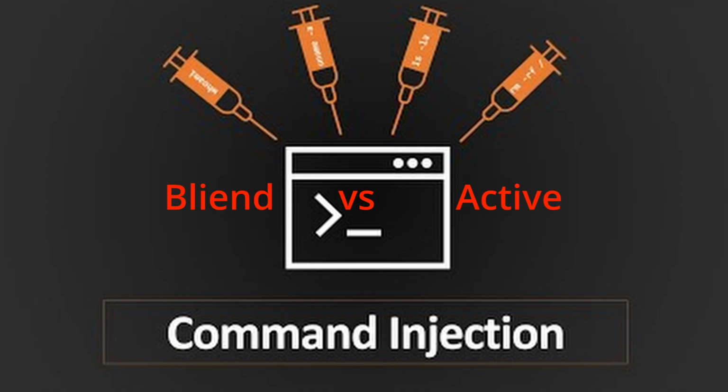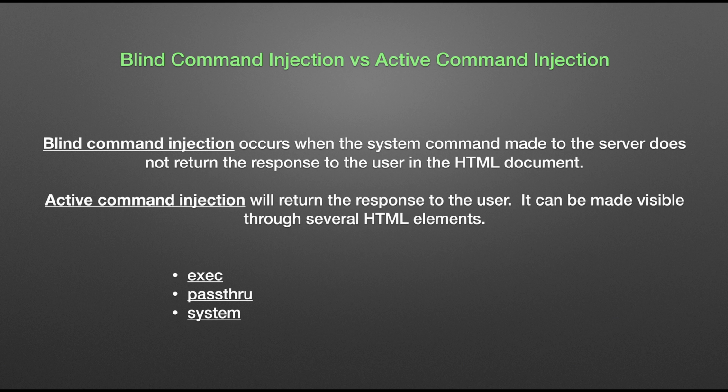Blind command injection versus active command injection. Blind command injection occurs when the system command made to the server does not return the response to the user in the HTML document. Active command injection will return the response to the user. It can be made visible through several HTML elements. These three PHP functions, if not used safely, can lead to the presence of this vulnerability.